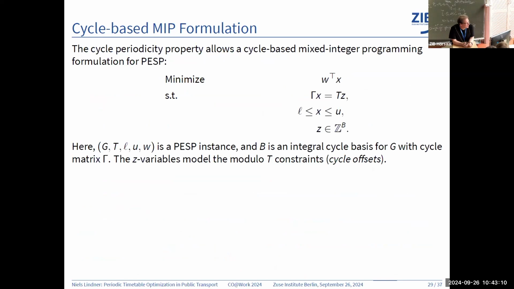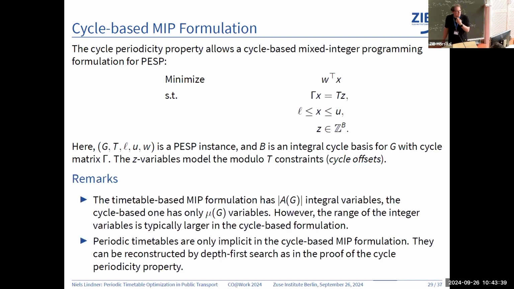And with this characterization, we can get a different MIP formulation. Namely, instead of saying we need pi_j minus pi_i equals x_ij modulo t, we can just say gamma times x needs to be 0 modulo t, and 0 modulo t is again modeled by introducing a vector of integer variables, called z here. This is the formulation in vector notation. And you see the timetable pi is gone.